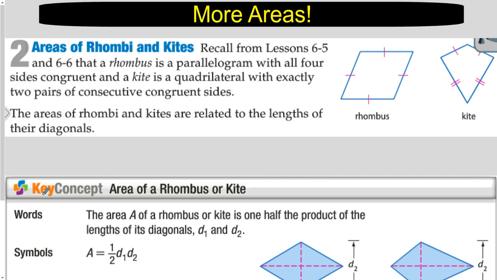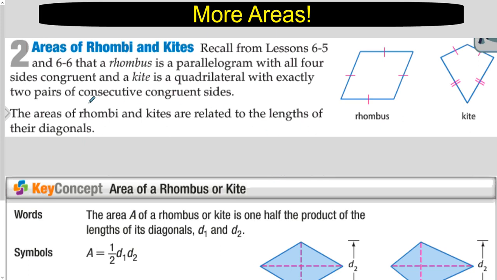Okay, so a couple more definitions. A rhombus is a parallelogram. Remember, parallelogram means opposite sides are congruent and parallel, and that opposite angles are congruent. So a rhombus is a parallelogram, but all four sides are congruent. And a kite is a quadrilateral with exactly two pairs of consecutive congruent sides.